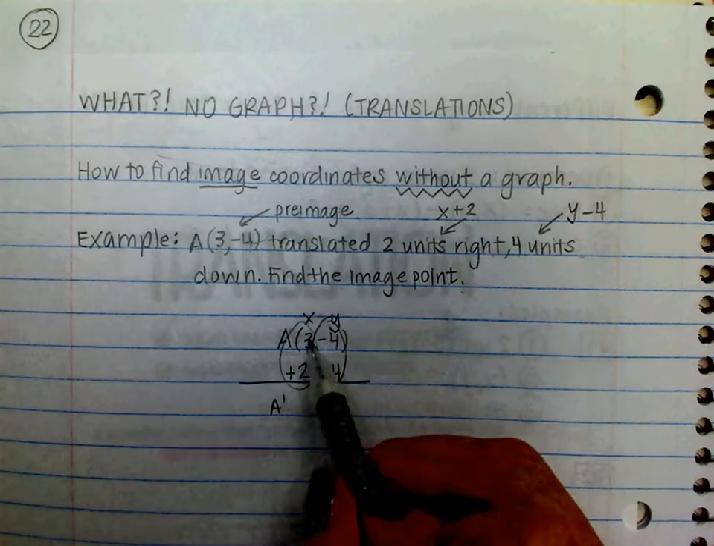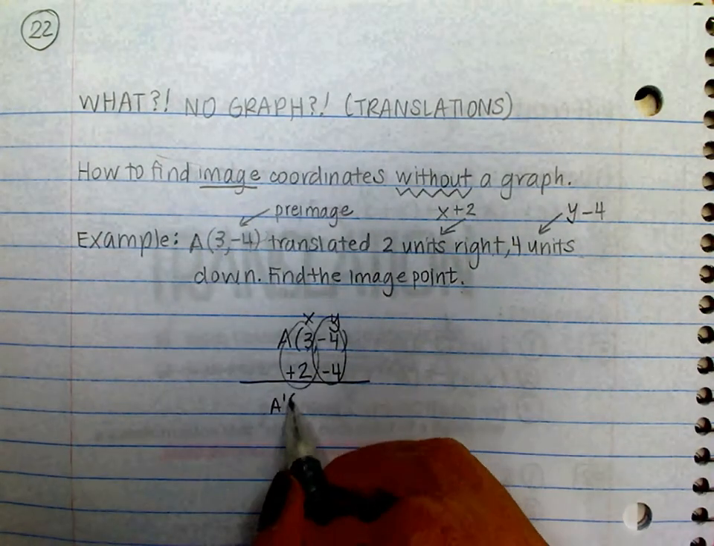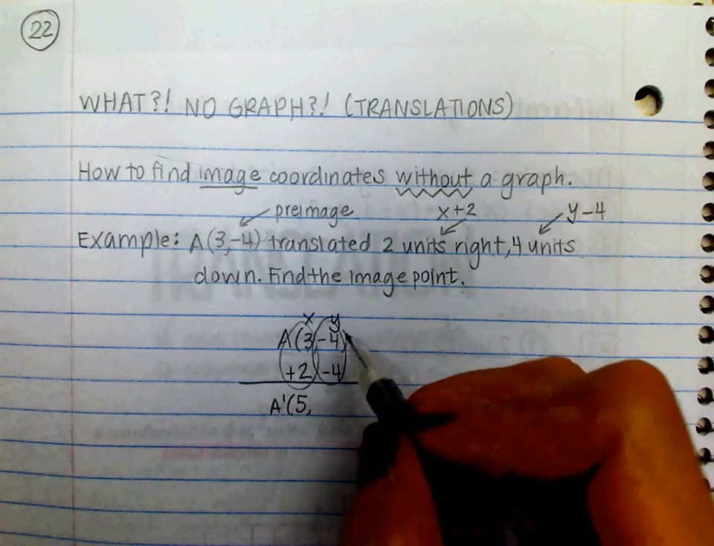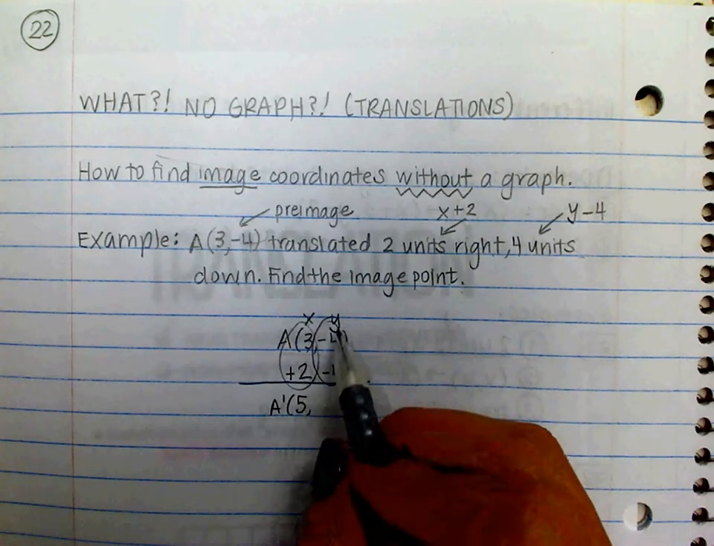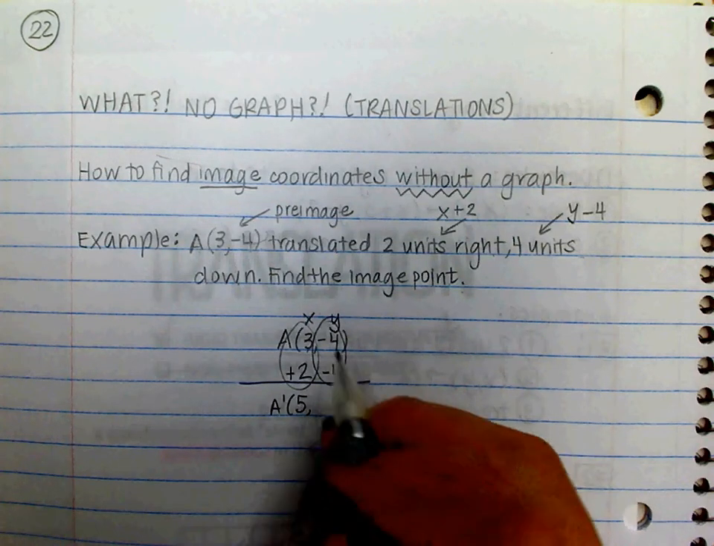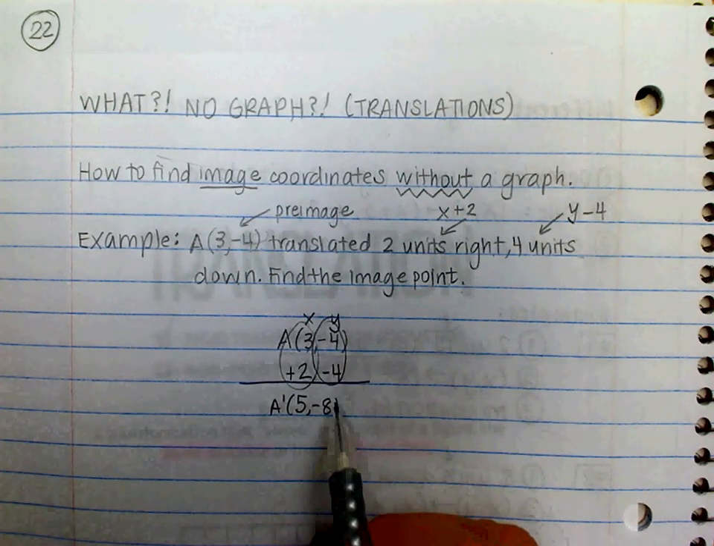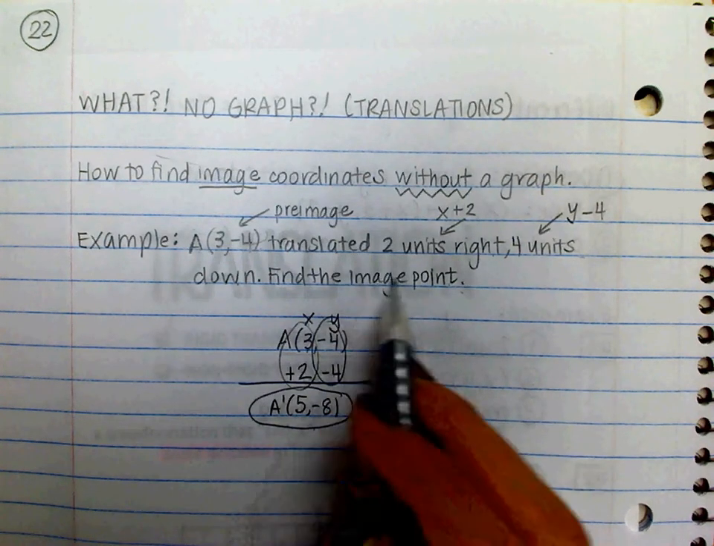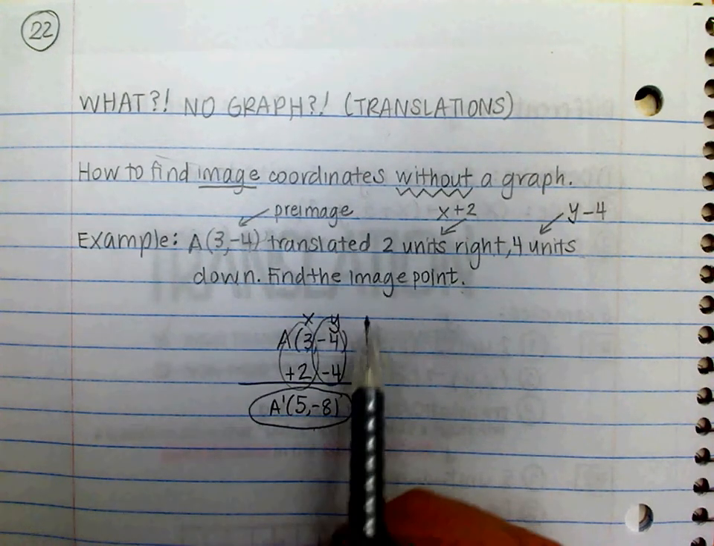So 3 plus 2 is 5. So the coordinates for my new point is 5 for my X coordinate, and the new Y coordinate is -4 plus -4, that's -8. So I didn't even need a graph for this. That's my answer. Did I find the image point? Yes, I did. So to summarize, this is what I was given.